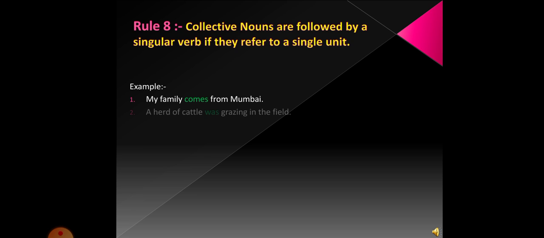Okay. A herd of cattle was grazing in the field. Herd of cattle is a collective noun, but it refers to a single unit. So I have used here was, which is a singular verb. The family goes out for dinner. Family, as I have told you, is a collective noun, but it refers to a single unit. So I have used here goes, which is a singular verb.